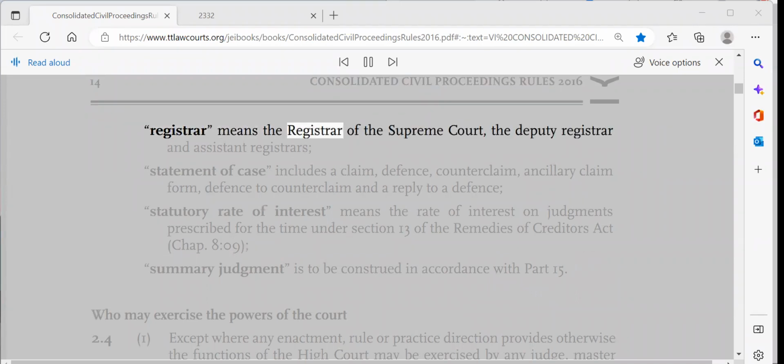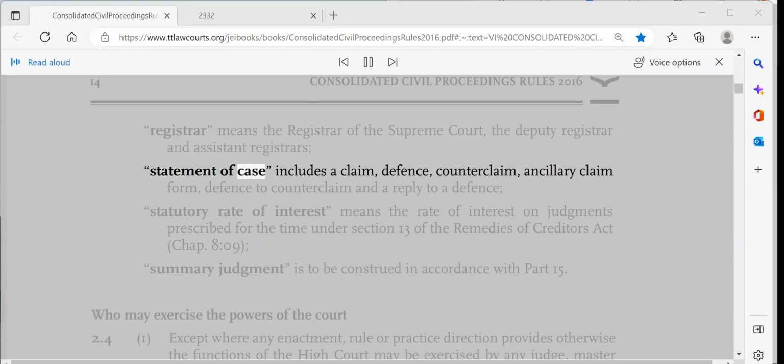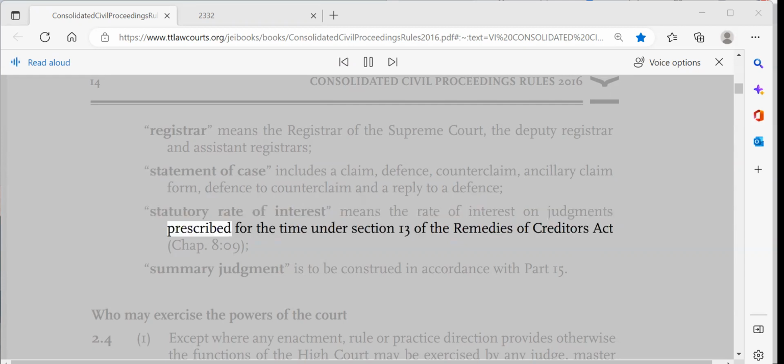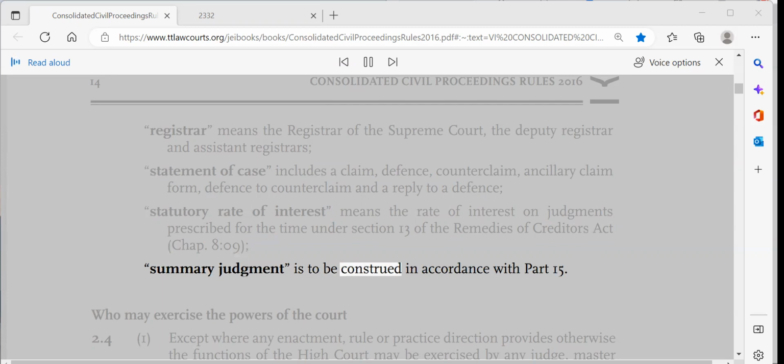Registrar means the registrar of the Supreme Court, the deputy registrar and assistant registrars. Statement of case includes a claim, defense, counterclaim, ancillary claim form, defense to counterclaim and a reply to a defense. Statutory rate of interest means the rate of interest on judgments prescribed for the time under Section 13 of the Remedies of Creditors Act, Chap. 809. Summary judgment is to be construed in accordance with Part 15.